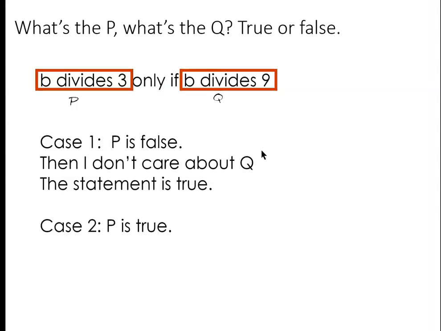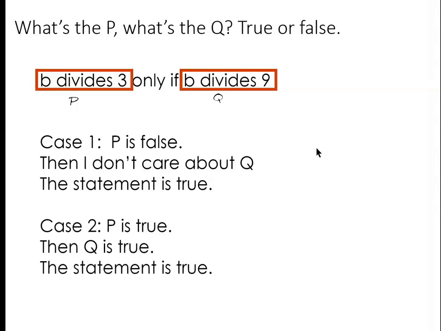Case 2, if P is true, well, let's think about it. If P is true, that means B divides 3, which means B has to be either 1 or 3. And 1 and 3 both divide 9. So Q is true, and this statement is true.